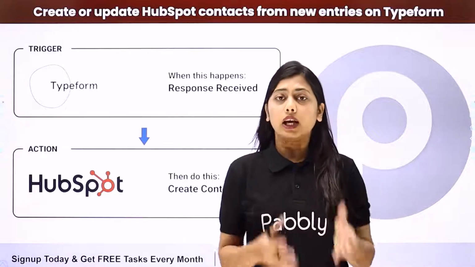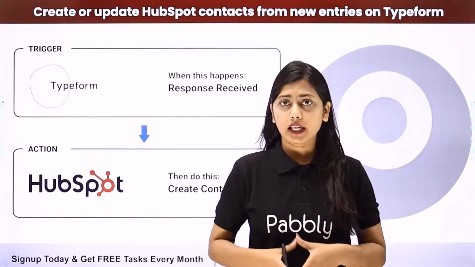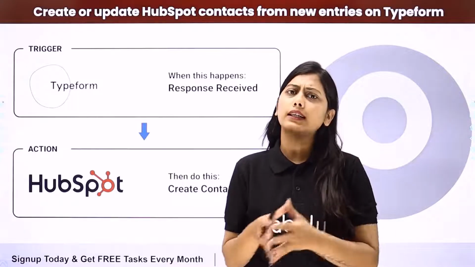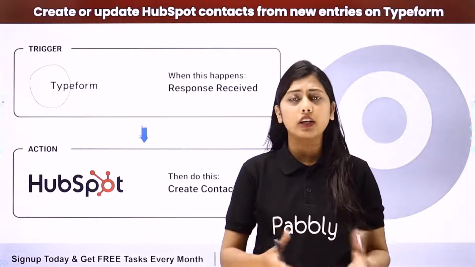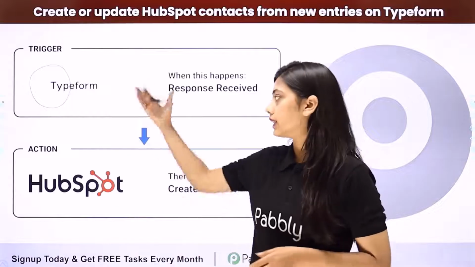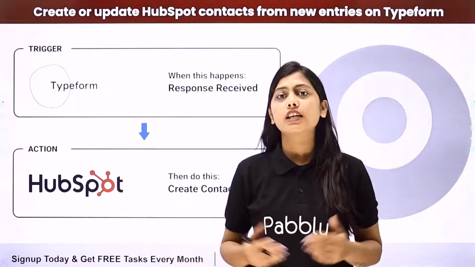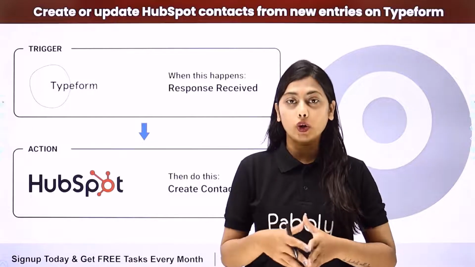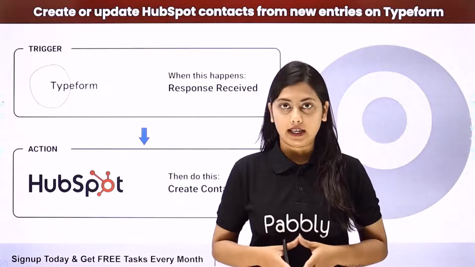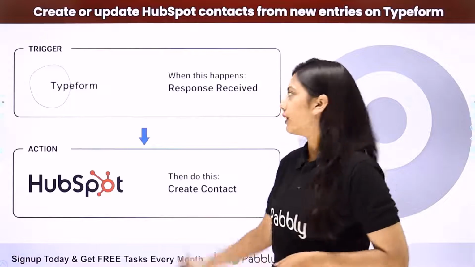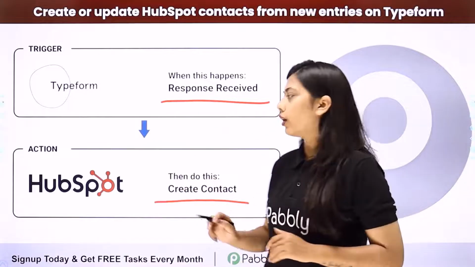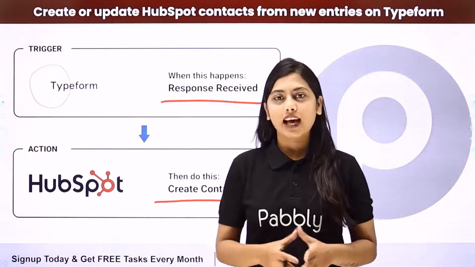Hello everyone, today we will learn how to create or update HubSpot contacts from new entries on Typeform. Now Typeform is a form builder application, and you receive form submissions on Typeform, so you want that information to be collected in HubSpot and a new contact to be created. But this cannot happen automatically because both of these applications do not have a direct connection between them. But I will tell you that we can automate this process with the help of Pabbly Connect. We will create an integration where our trigger will be a response received in our Typeform and our action will be a created contact in HubSpot. Let us learn how to do it.